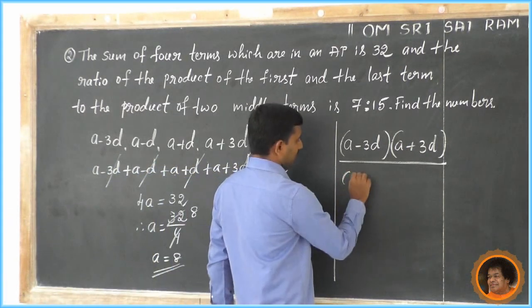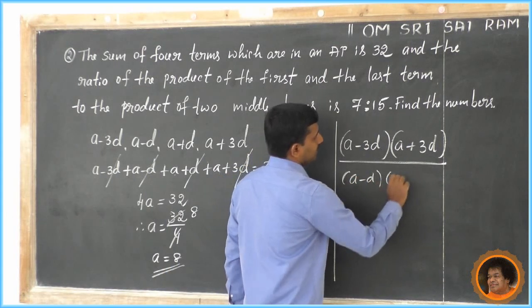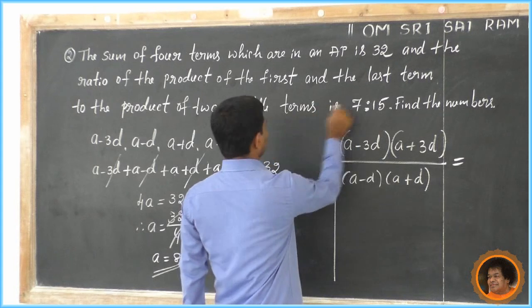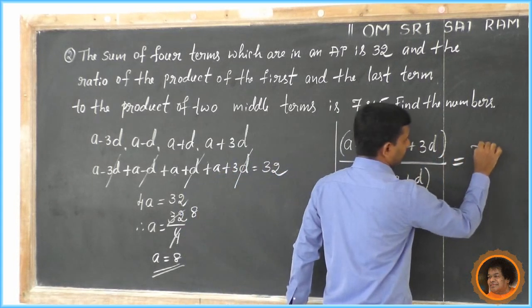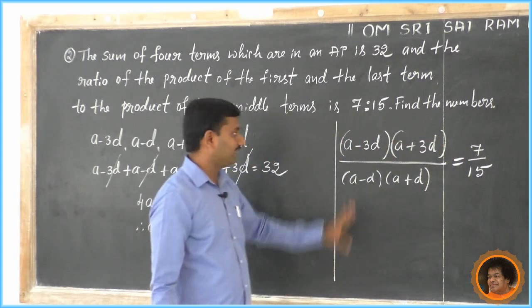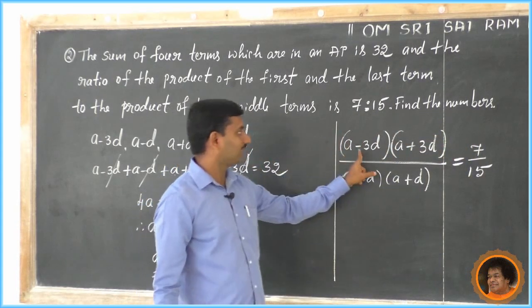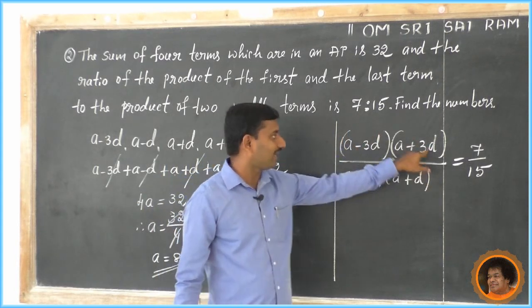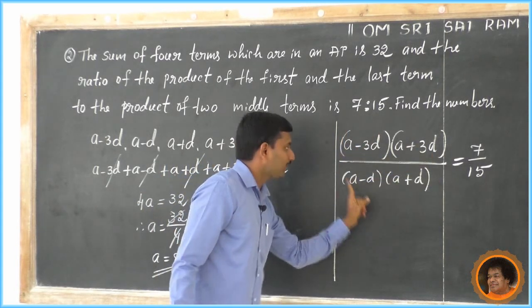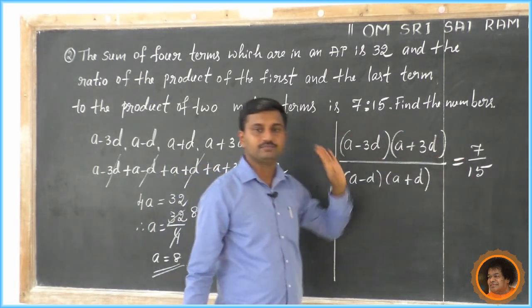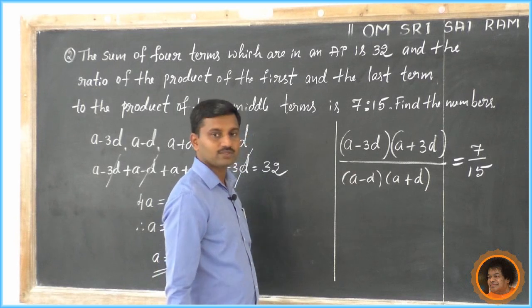So their product, (a minus d) into (a plus d), is equal to the given 7:15, which means 7 divided by 15. So I think it is clear: the ratio of the product of the first and the last term to the product of the middle two terms is 7:15. Now simplify.